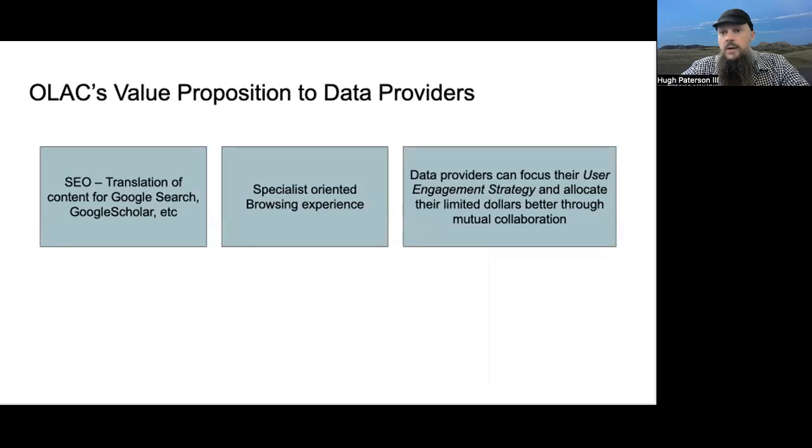We can say that OLAC provides some value to archives by broadening their audiences. There are a couple of really strong value statements that OLAC offers to archives. The first is the translation of content for Google Search and Google Scholar. Now, in my review of the code base, it doesn't currently do this, but it could do this, right?